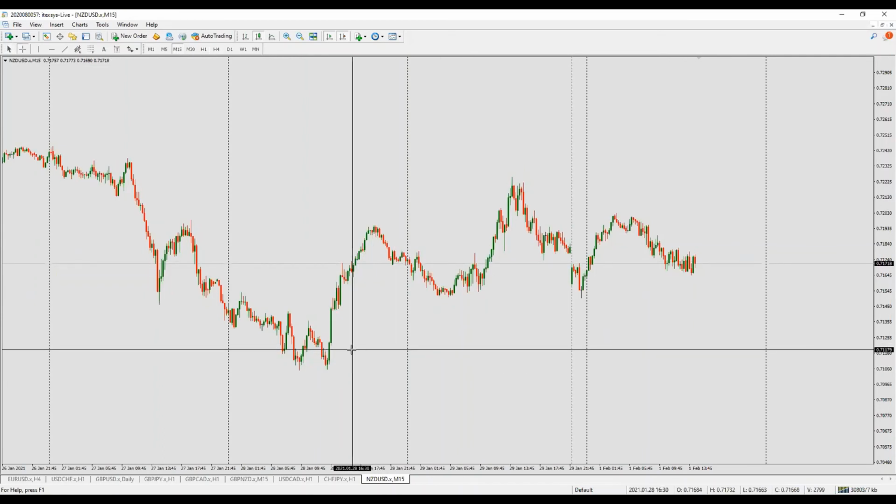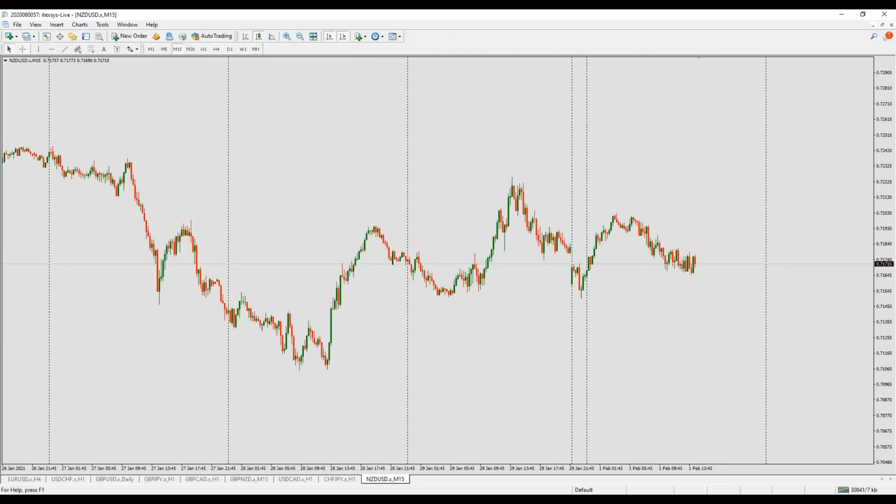Maybe here below, you can see this small demand. If you are scalpers or short-term traders, maybe you can take the risk here below. That's the only thing I can suggest about the Kiwi against the dollar for now.